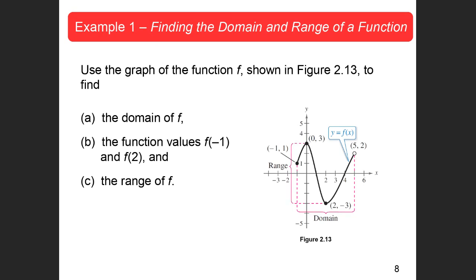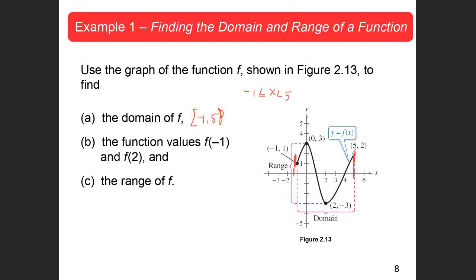Use the graph of the function f shown in figure 2.13 to find the domain of f. Remember, the domain is how far over on the x-axis you go. So my domain here looks like it would be -1 to 5. And that's an open dot, so okay. Now I could write it as -1 is less than or equal to x, which is less than 5. That would work.